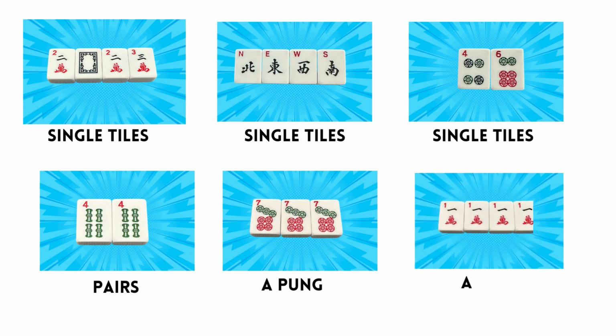Then we move on to our kong. And a kong is any 4 like tiles. Again, any of the tiles, flowers, dragons, winds, and it can even be jokers. 1 or all can be used as jokers in this grouping.